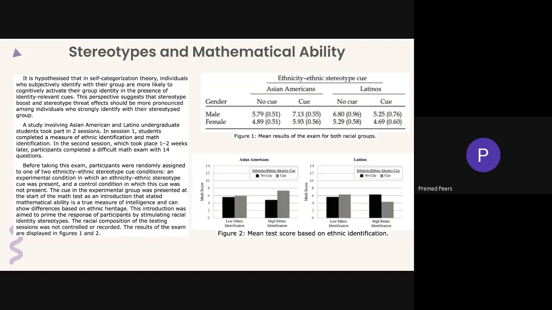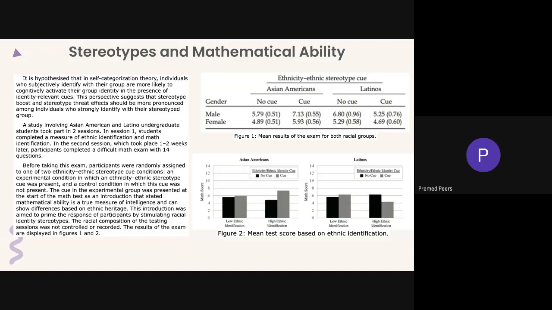So let's begin. It is hypothesized that in self-categorization theory, individuals who subjectively identify with their group are more likely to cognitively activate their group identity in the presence of identity-relevant cues. This perspective suggests that stereotype boost and stereotype threat effects should be more pronounced among individuals who strongly identify with their stereotyped group. A study involving Asian American and Latino undergraduate students took part in 2 sessions. In session 1, students completed a measure of ethnic identification and math identification. In the second session, which took place 1 to 2 weeks later, participants completed a difficult math exam with 14 questions.